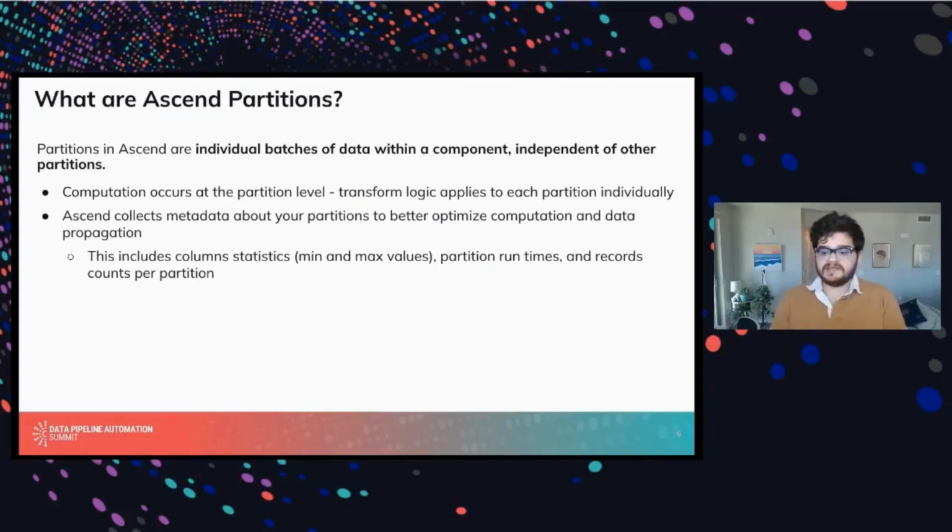The other thing that Ascend does is it collects a lot of metadata about your partitions. This helps it better optimize computation for your partition, as well as the most efficient way to propagate data through your pipelines. The things that we collect are column statistics, which basically means the minimum and maximum values of each column within the partition, as well as information like partition runtimes and record counts per partition. We also have information about bytes per partition.